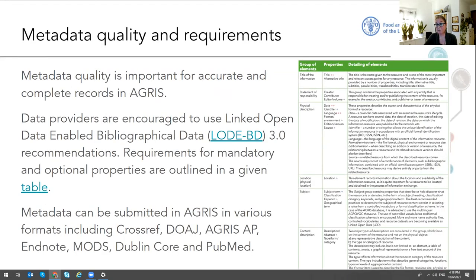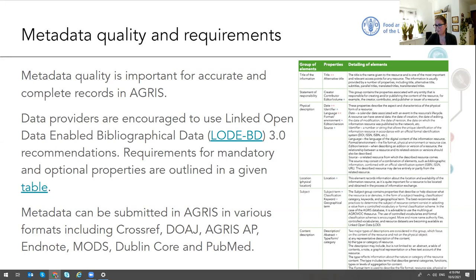Metadata quality is a requirement. We are using principles that were developed together with Matcha Zeng some years ago, and last year were updated, which is the Linked Open Data enabled Bibliographic Data, LODBD 3.0. You can see in the table the specifications about what they can submit and how they have to submit it. But this doesn't imply anything about the metadata format. We care about the contents, but they can submit metadata in different formats. There is no distinction for us.